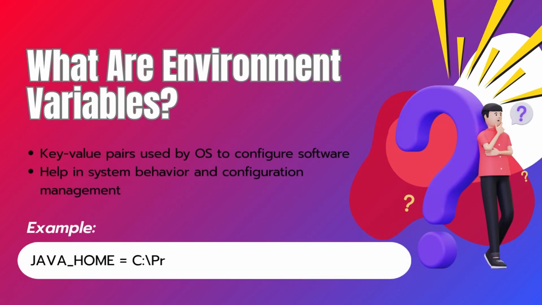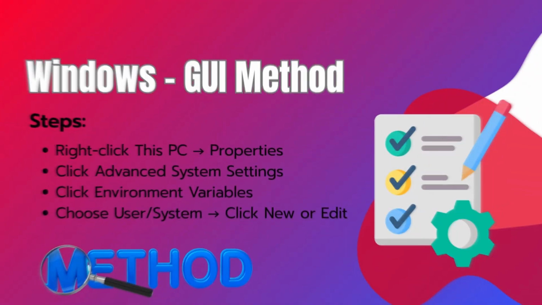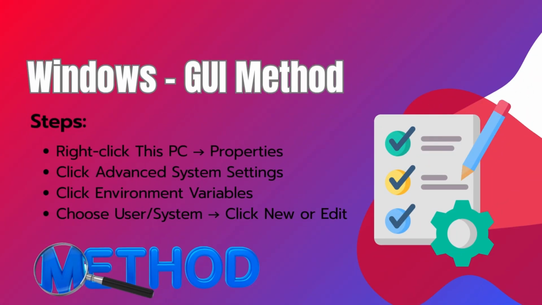Environment variables are key value pairs that store info your system and apps need, like where to find Java or Python. Environment variables are key value pairs that define important paths and settings for your operating system and applications. They help programs find dependencies like Java or Python.